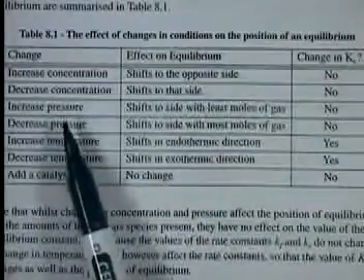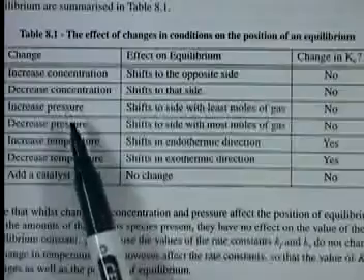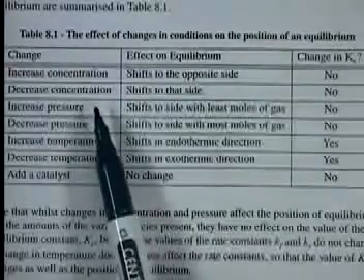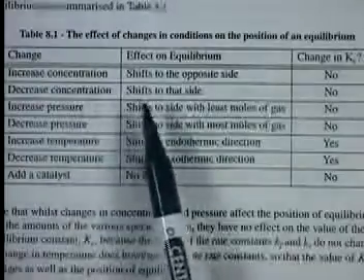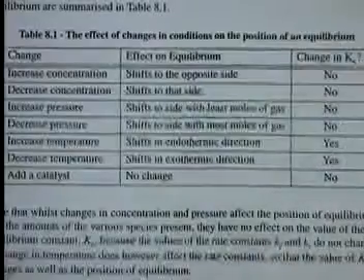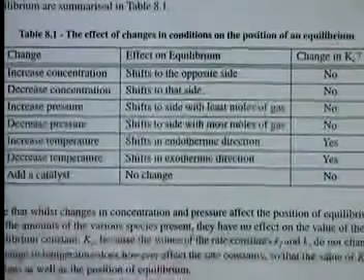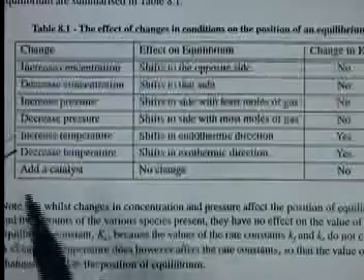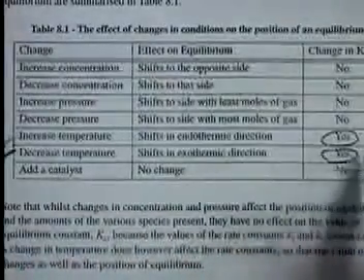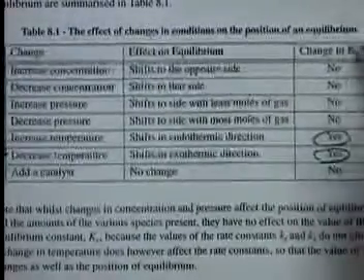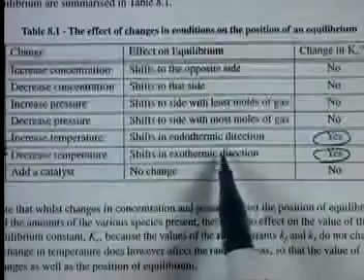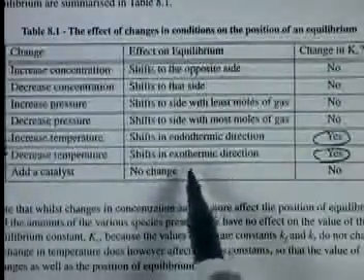And remember, pressure and volume are inversely related, and so they could ask you a question, what happens if the volume is decreased? Well, that means the pressure is increased. Therefore, it shifts to the side with the least moles of gas, and there's no change in K sub C. Notice these two, the increase and decrease in temperature. They're the only two right here where you have a change in the equilibrium constant itself. Increase in temperature shifts to the endothermic, and decrease in temperature shifts to the exothermic direction.